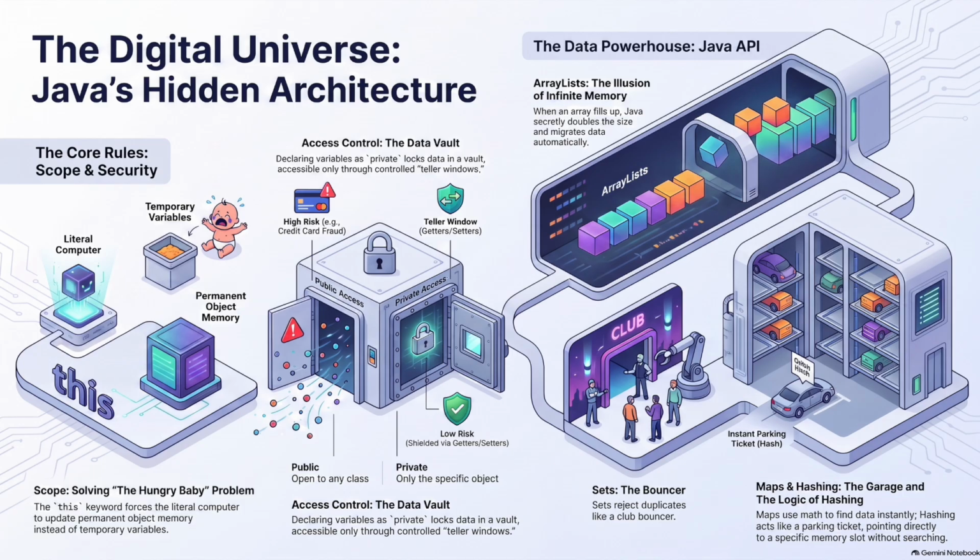But wait. You just said physical memory in a computer has to be a specific carved-out size. How can an array list just magically stretch its memory? Oh, it doesn't. It's a brilliant illusion. Under the hood, an array list is just an array. When you create an array list, it secretly carves out a small, hidden array, let's say 10 slots. You add items until it fills up.